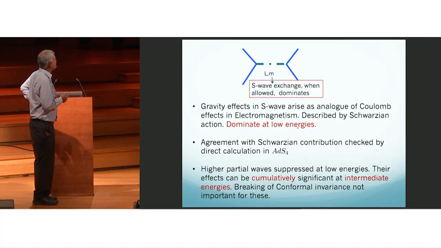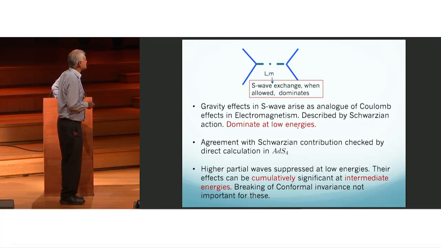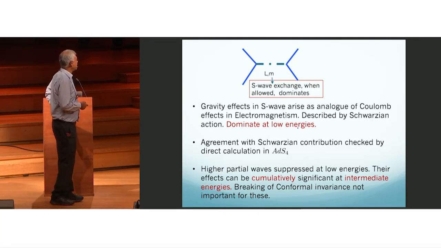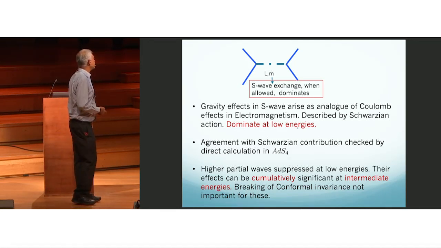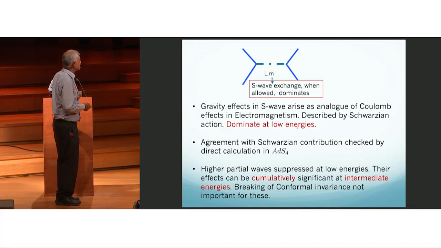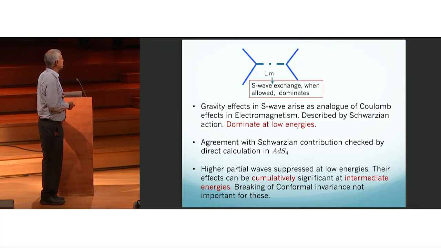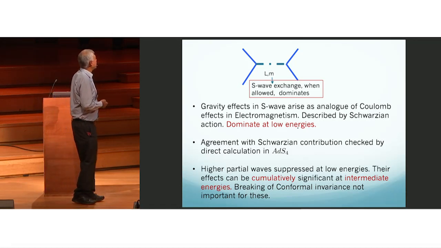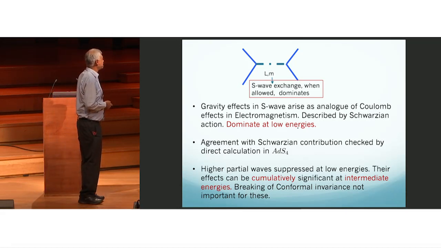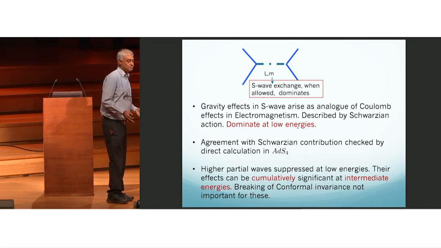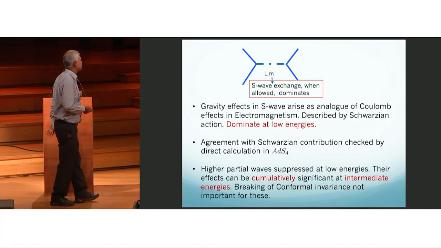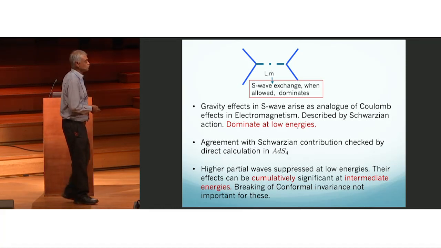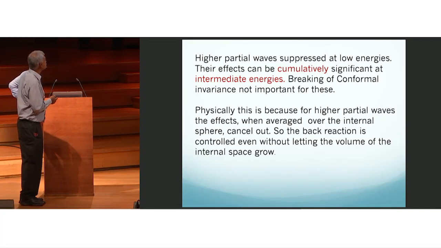Now, higher partial waves can be present, and they will also contribute, but their contribution is suppressed, you can show, at low energies. Cumulatively, though, you can have many partial waves if you have a big internal volume. So you can have many of them, and cumulatively, their effect can be significant. But the nice thing is that to get these contributions due to the higher partial waves, the breaking of conformal invariance is not important. That is subdominant. So that can be incorporated using the standard rules of AdS/CFT in AdS-2, and is straightforward to calculate.